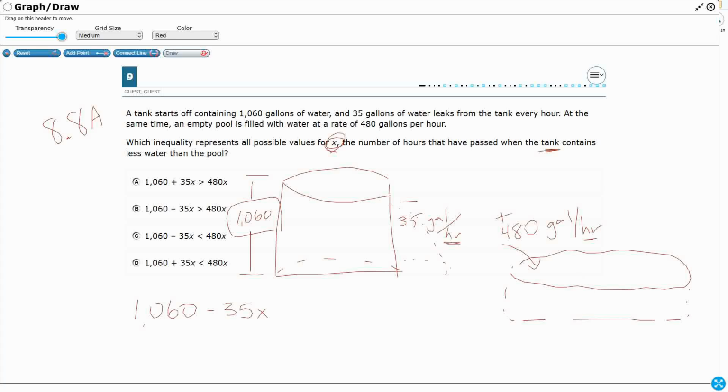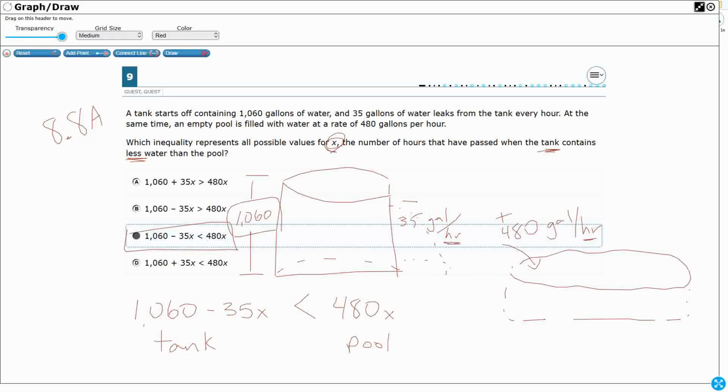And we've got this pool over here, and it's gaining 480 gallons per hour. So 480X. And we want the number of hours that have passed when the tank contains less. So here's my tank. We want that to be less than the pool. So here we go. And we are looking at our answer here of C.